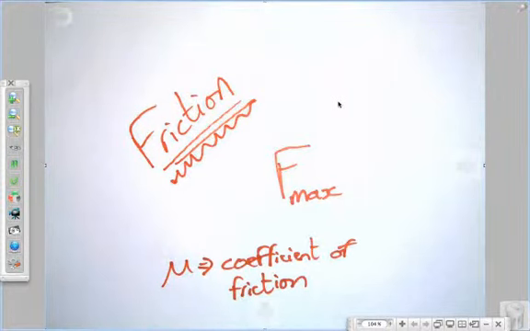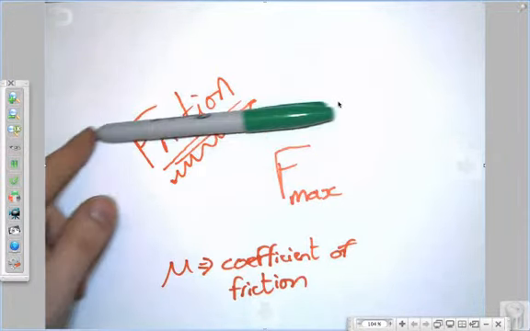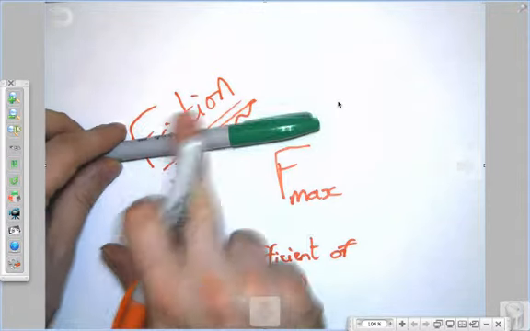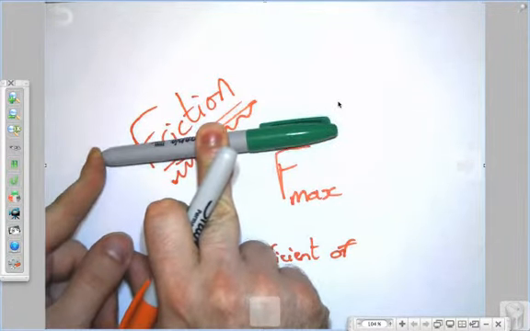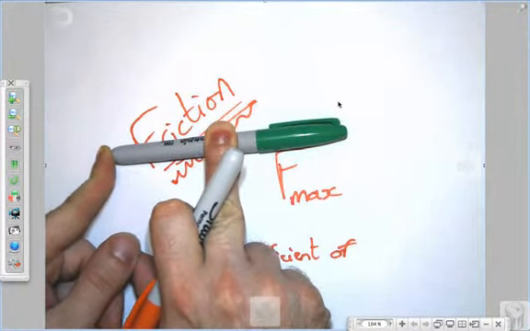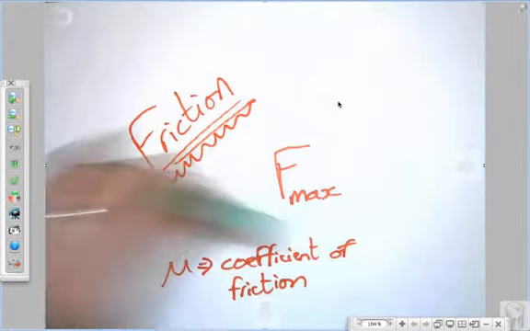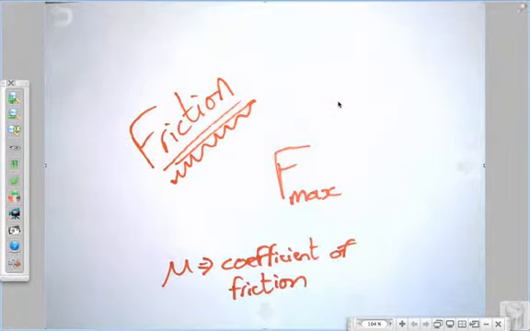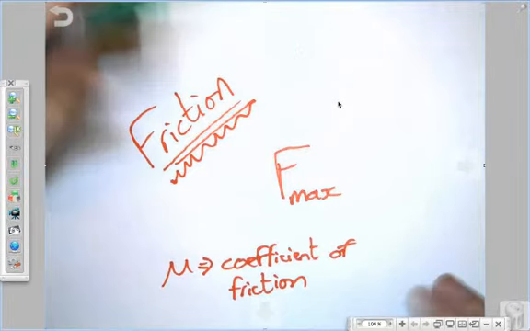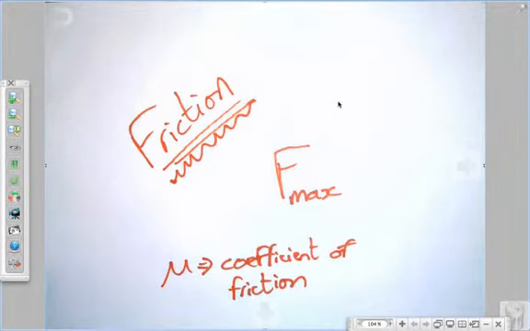Now this is something you can easily think about. If you try and move a pen, push it across the table, it's really easy. If you push down hard on that pen, it becomes harder to move. Works especially well with your textbook. The reason for that is as you push down, you increase the normal reaction force.